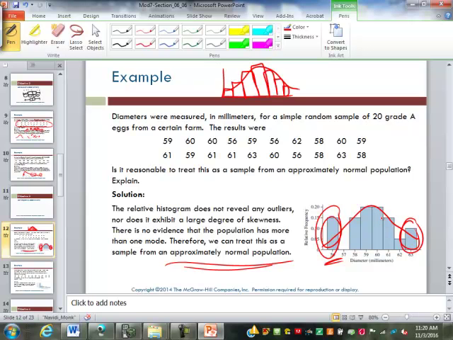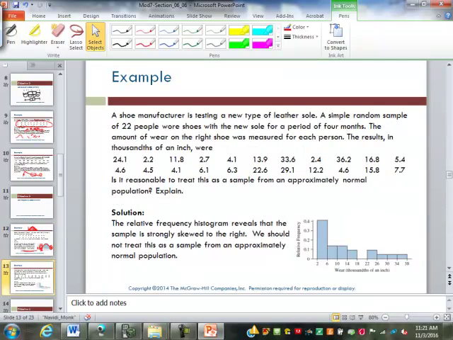This one looks like it's got some issues. It doesn't look real close to a bell curve, but it's not way, way out there. There's not a bar way out here all by itself with empty ones in between, or a huge skewness. I'll show you in this next example a huge skewness.